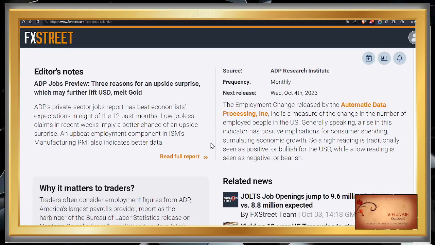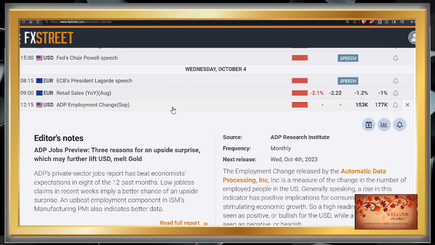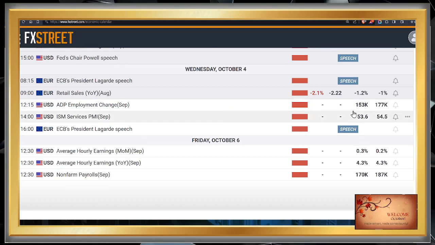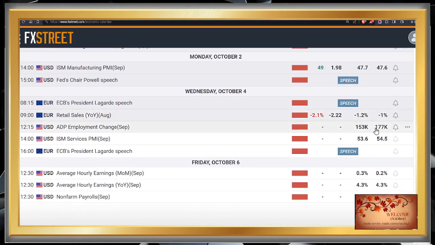For those who don't know, the ADP employment change is released by the Automatic Data Processing Incorporation, and in fact, it is a measure of the change in the number of employed people in the United States. Generally speaking, a rise in the indicator has positive implications for consumer spending, thereby stimulating economic growth. So a high reading is considered to be positive for the US dollar, while a low reading is considered as negative.